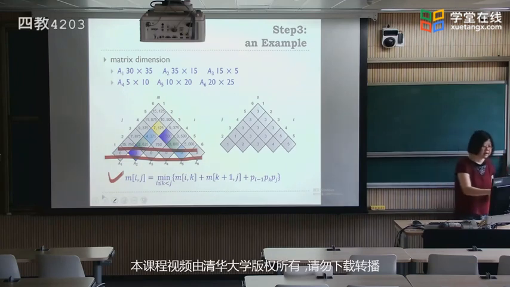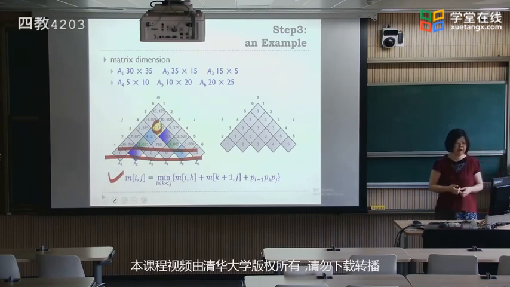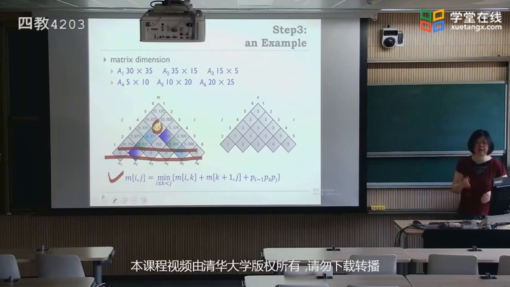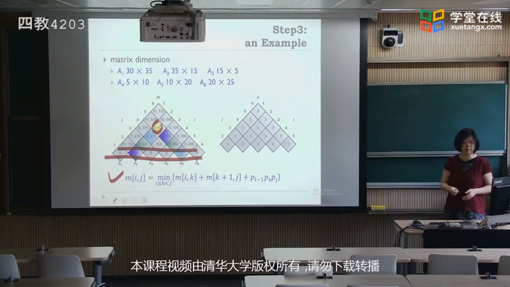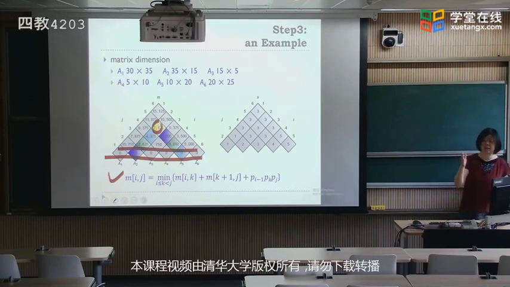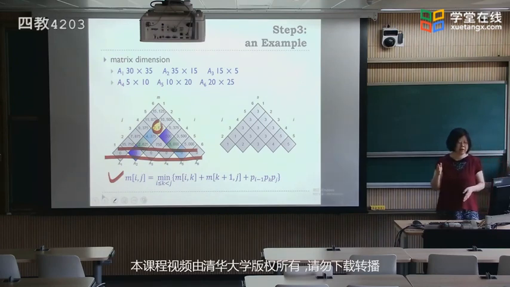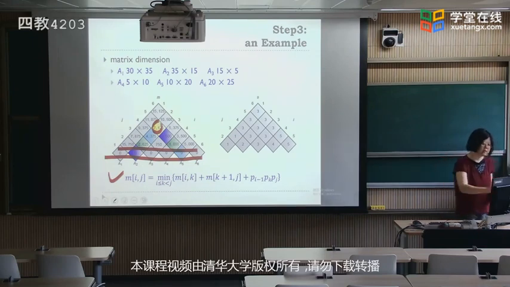Like for example, if we look at this entry, that is M[2][5], that is the optimal solution for the subchain from A2 to A5. In order to calculate this, we have to try different possible locations for the splits. So k goes from 2 to 4, right? So when k equals 2, that means the split is after matrix A2. And we have two subchains. One is just A2 itself, which is here.